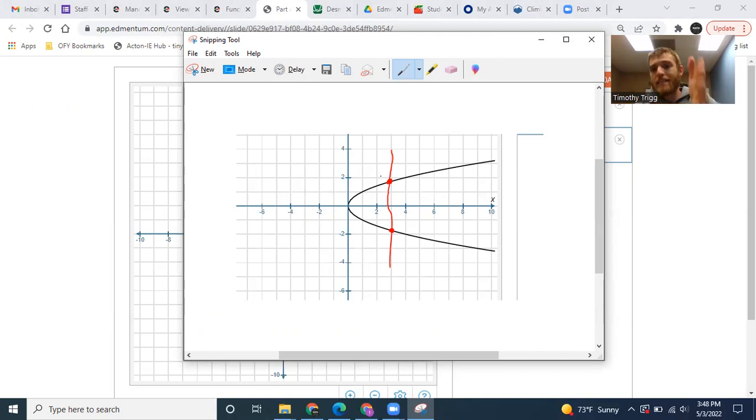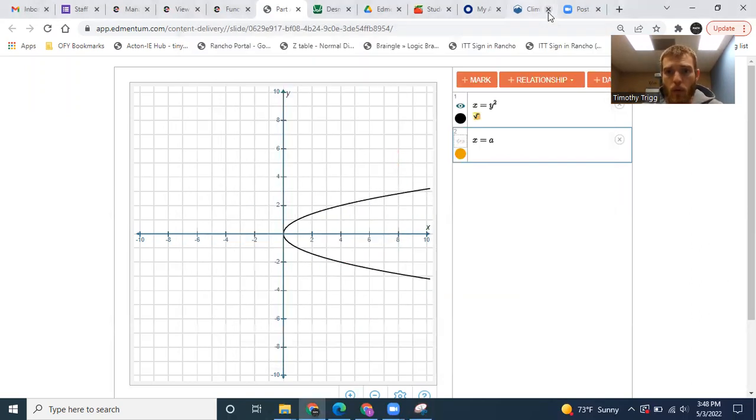Now, this is not the only vertical line that shows that it fails, right? You could have drawn the vertical line here, and that shows, again, multiple outputs. In other words, this fails the vertical line test, okay? So it only takes one vertical line to mess it up. If any vertical line touches the graph more than once, then the graph is not a function because it fails the vertical line test, okay?